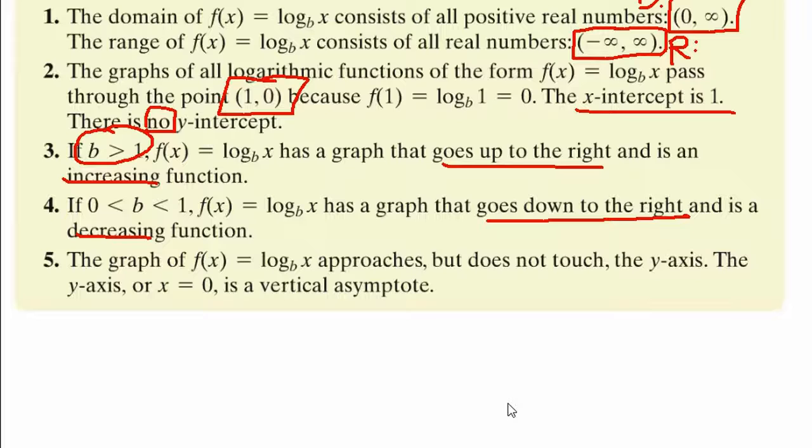All right, so the graph of f of x equals log base b of x approaches but never touches the y-axis. Never touches. All right, so it's a vertical asymptote.